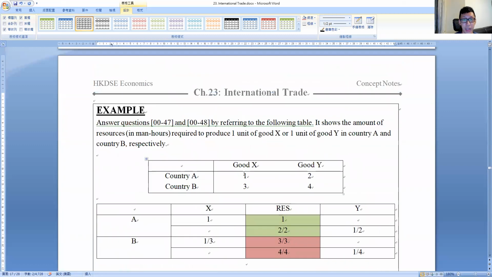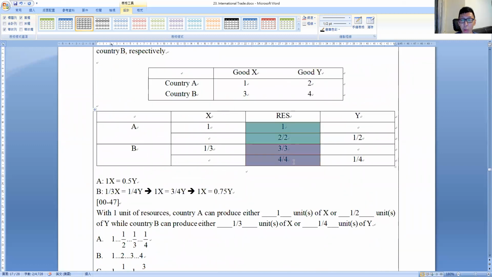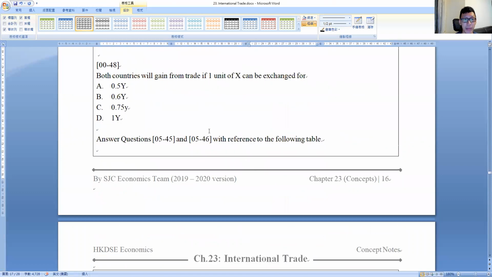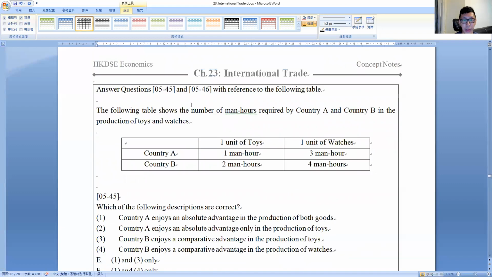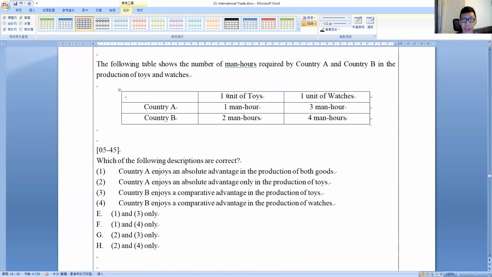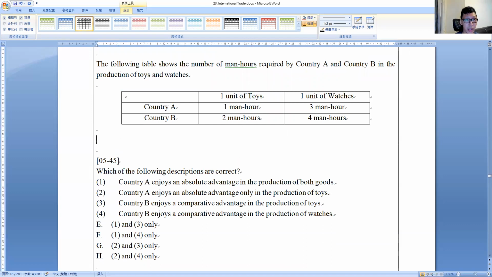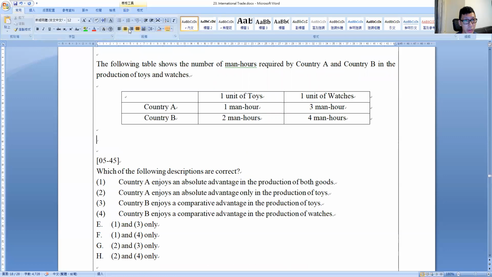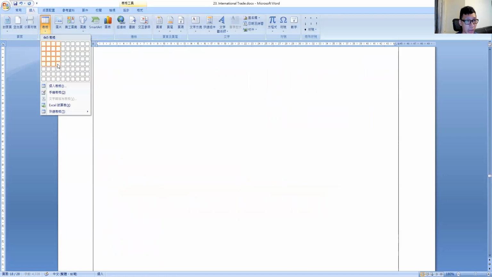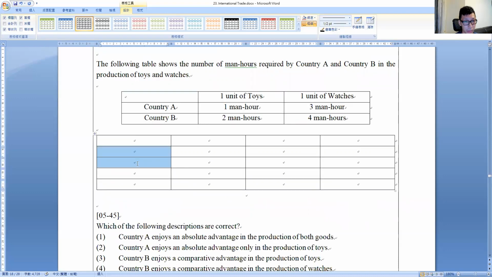Now again, there is no trick. You just follow this table to do it as usual. Okay, that's how we do it. Now, next question. Again, you are given one toy, how many resources? Therefore, let's change it into a format that we know. We always change it back into a format that we can read. So this would be country A, and this would be country B.